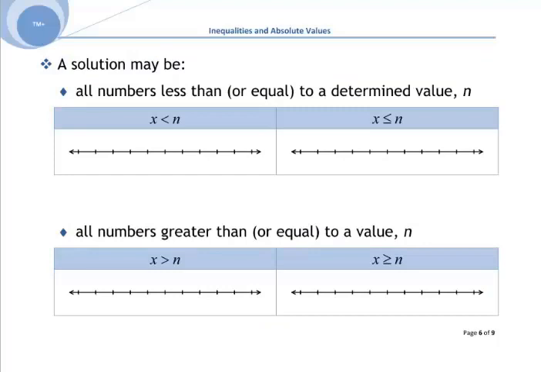Now, a solution may be all numbers less than a determined value n. So if I have x is less than n, to put that on a number line, n is any number. So just pick a point where I want it. x can't equal n, it is less than n. So I'm going to put an open circle, meaning that n is not included. But x can be anything less than it. So it's that side there. Okay, so an open circle means the value is not included.